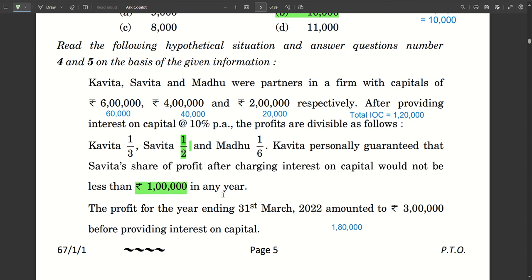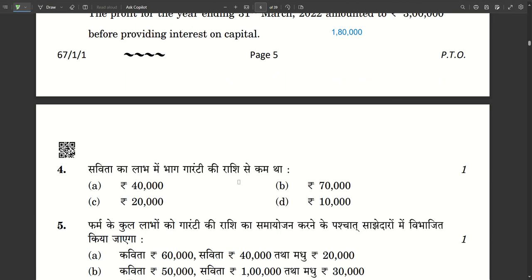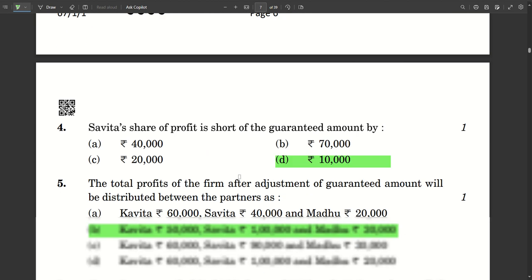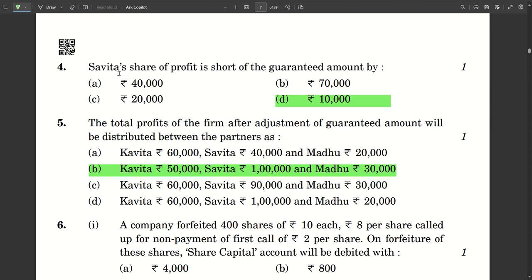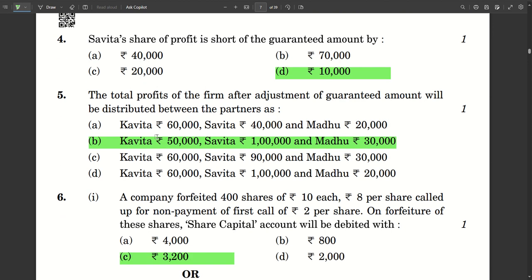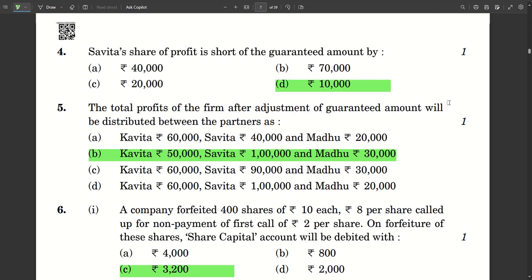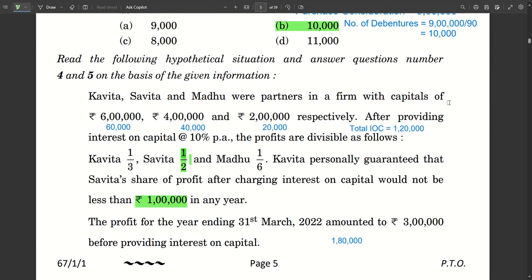All right, so if you look at the question now, what do we have? Savita's share of profit is short of the guaranteed amount by 10,000. Okay, you understood the calculation. The second part of the question is asking the total profits of the firm after adjustment. Now, Savita is given 1 lakh. Let's go back to the same question, same calculation.